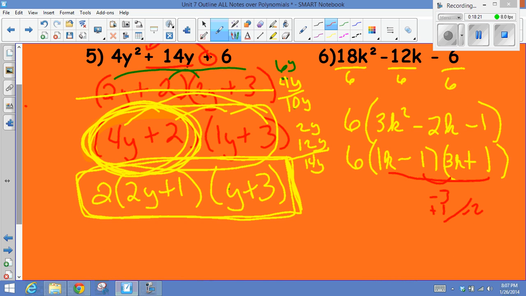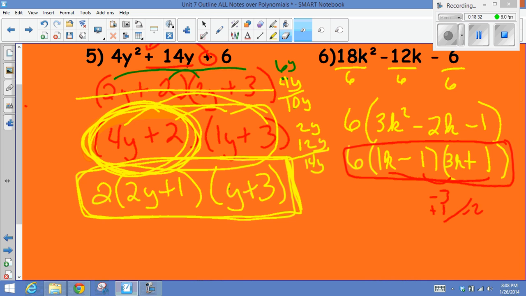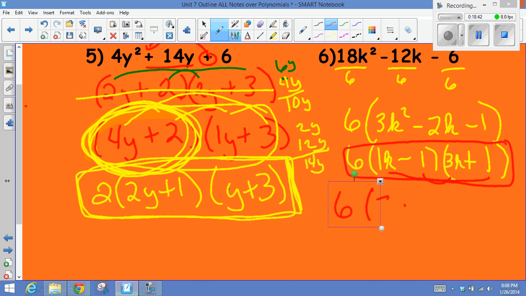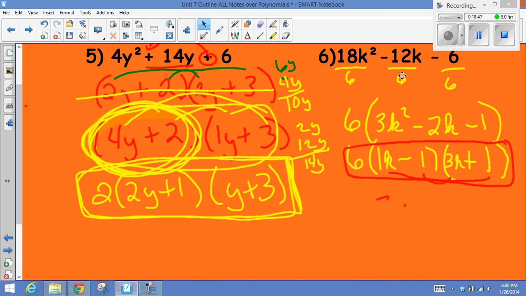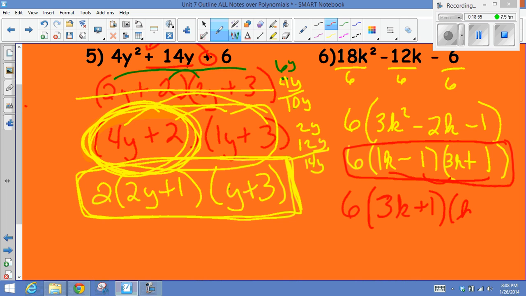And it does. So, final answer, 6 times k minus 1 times 3k plus 1. Now, I do want to tell you that you can flip the factors around. If you put 6, and then your 3k plus 1, and then k minus 1 this way, that's actually the same thing.